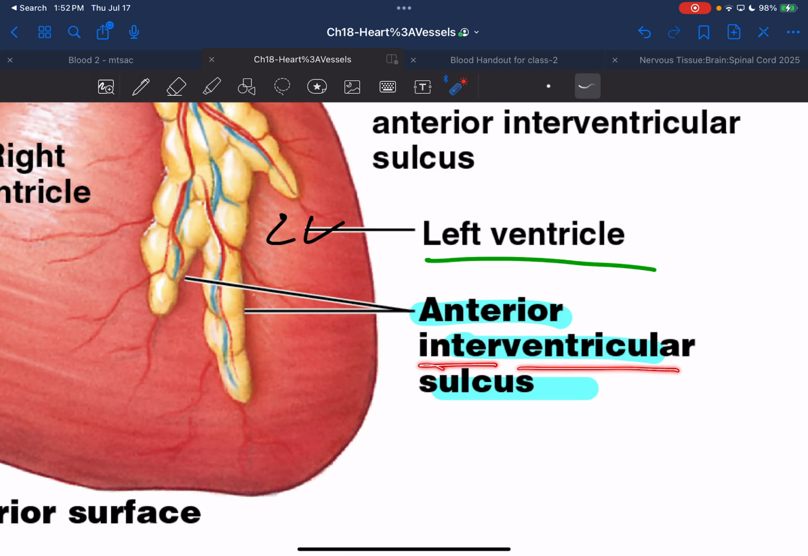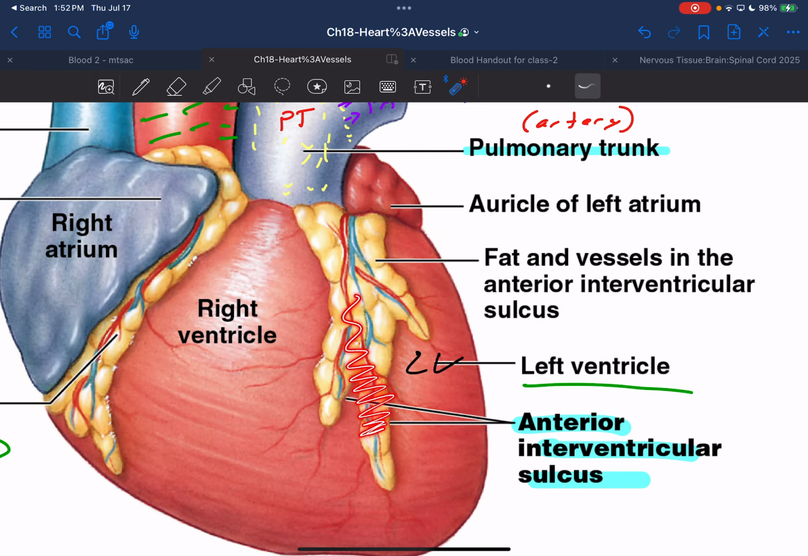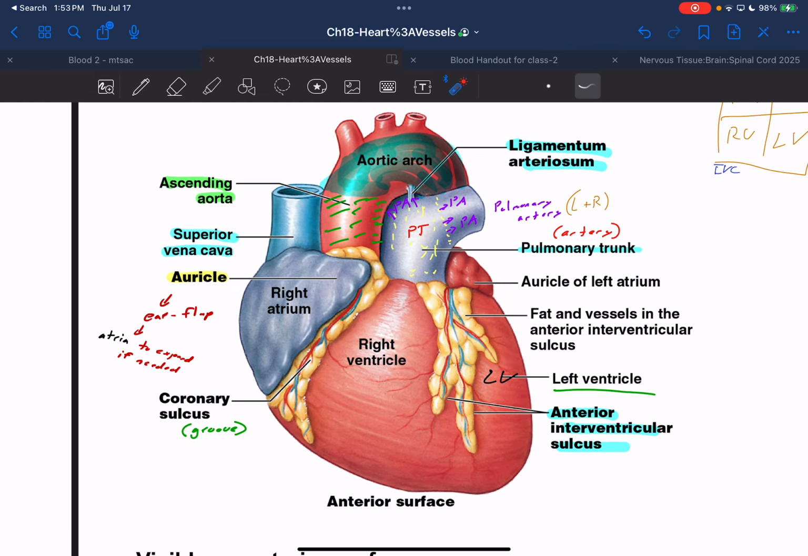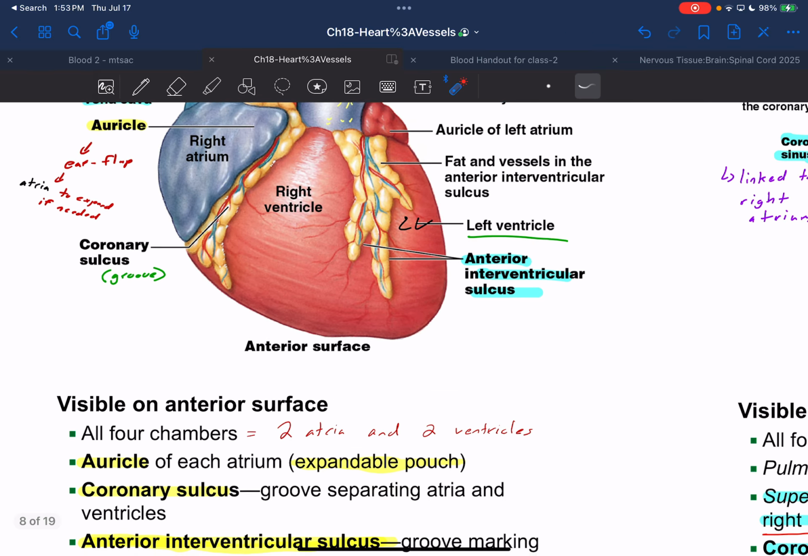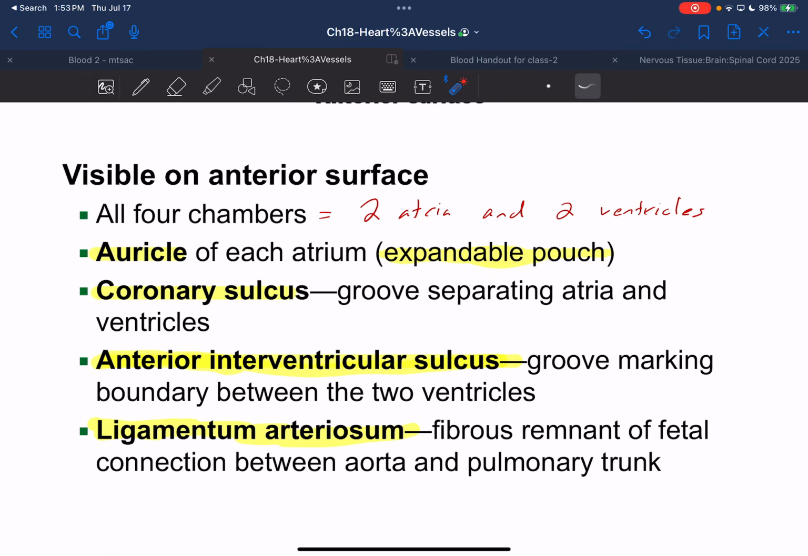Between the ventricles, there's a groove where blood vessels and fat run through. That groove is called the anterior interventricular sulcus. These terms, make sure you know how to identify them on this photo. They're highlighted there for you.